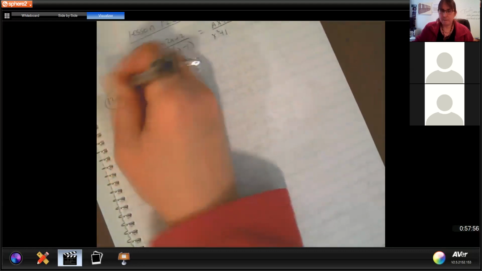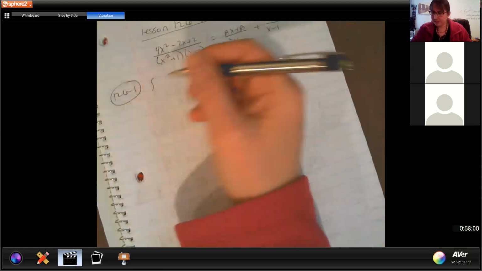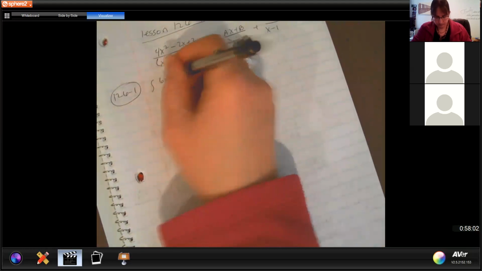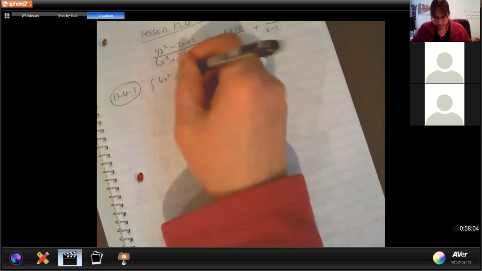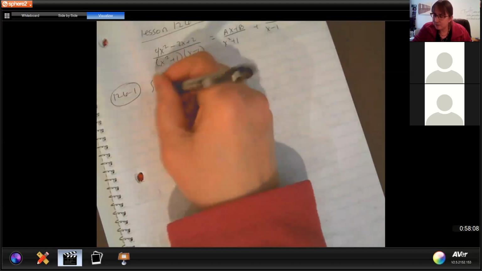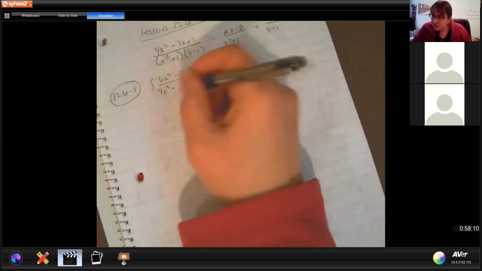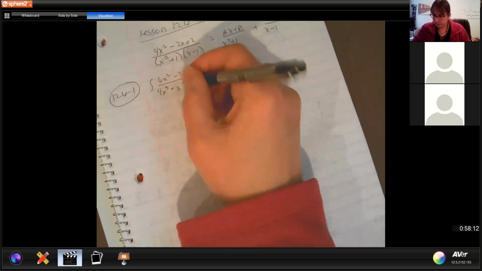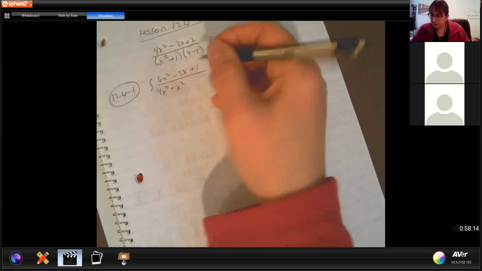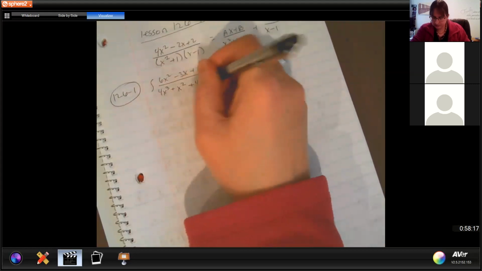So let's look at example 1, 126.1. So we're integrating 6x squared minus 3x plus 1 over 4x cubed plus x squared plus 4x plus 1.